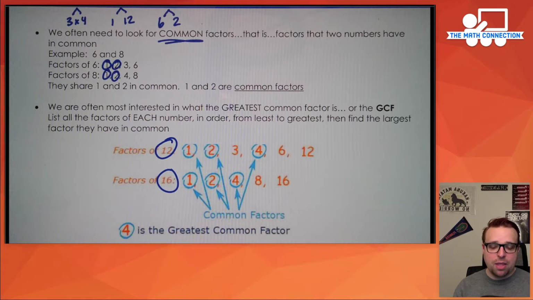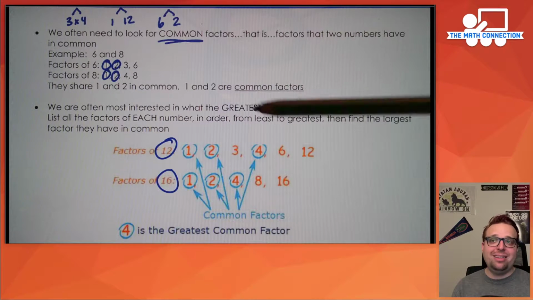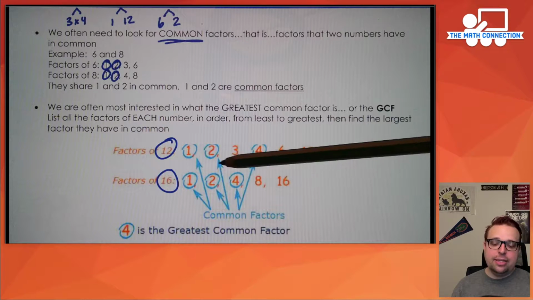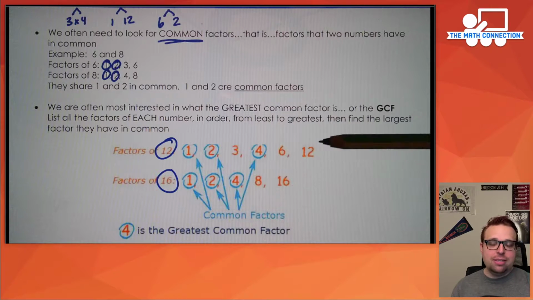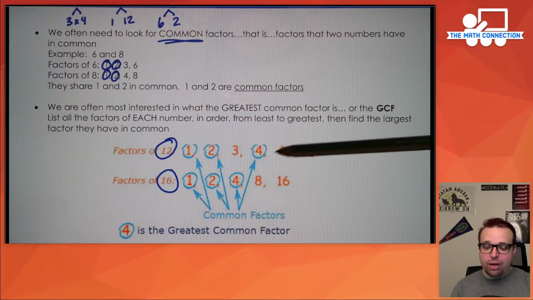It's fine, okay? Now, what I'm looking at here are my common factors, right? That's just what we did in the last step. They have 1 in common. They have 2 in common. Both lists have 4 in common, but they don't have 3 or 8 in common. They don't have 6 in common.